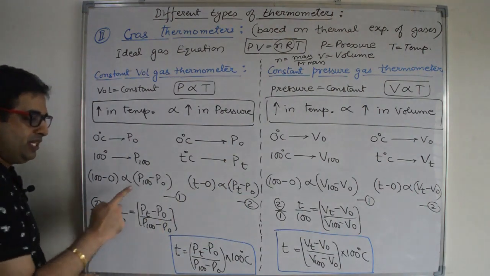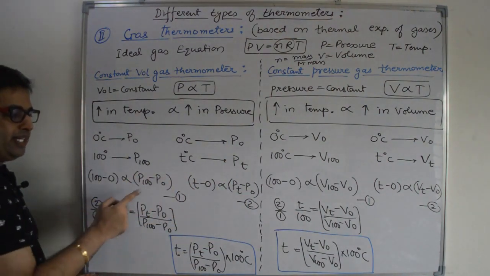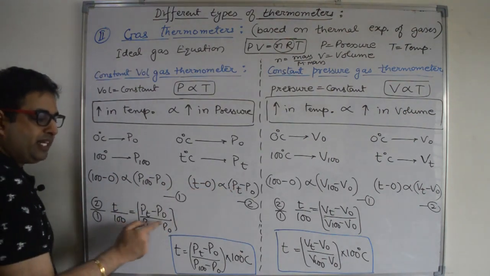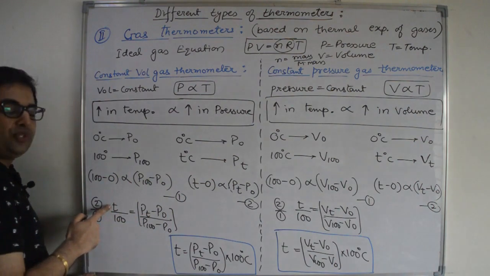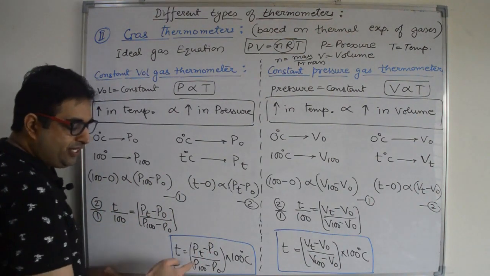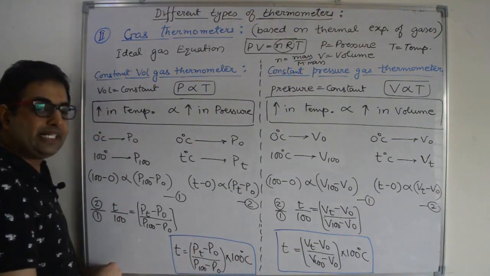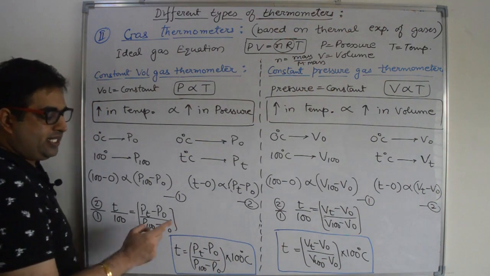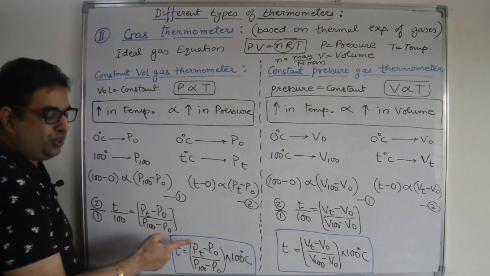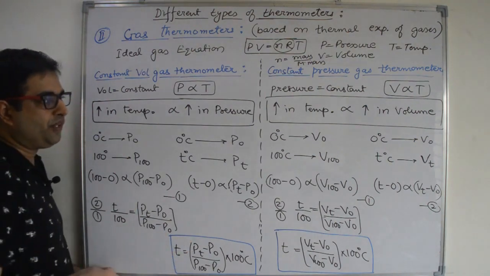Divide these two equations, second divided by first. Then T/100 = (PT − P0)/(P100 − P0). So the value of T is (PT − P0)/(P100 − P0) × 100 degrees Celsius. This is the value of temperature when the pressure of the gas is known at this temperature. We have to remember this formula.